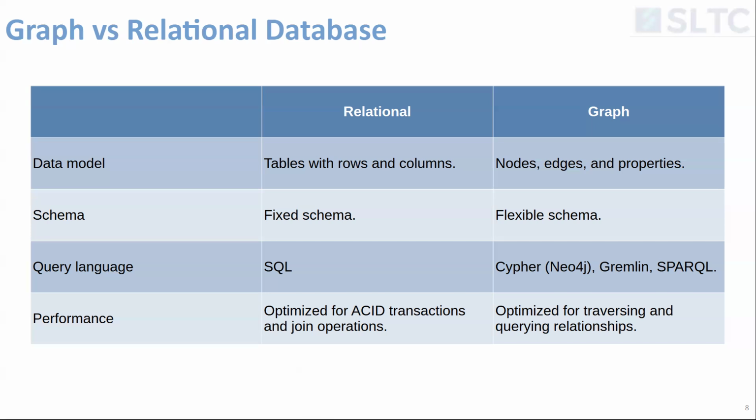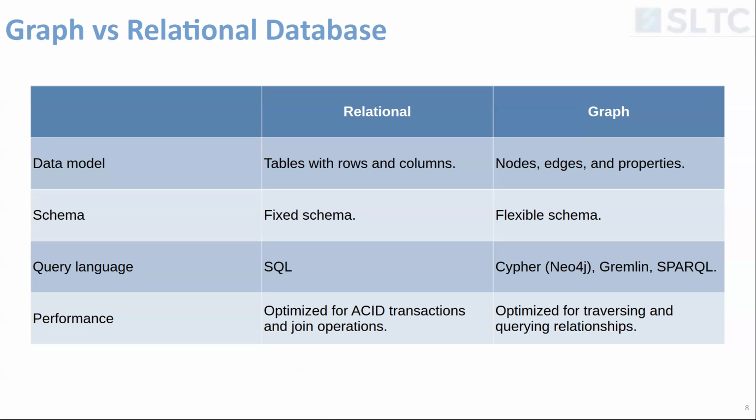Whereas graph also has a similar thing. For example, Neo4j has a language called Cypher. Very simple, like SQL, English-like. Then there is Gremlin, SPARQL, and a few things like that from various companies. The job there is to keep it as simple as possible.